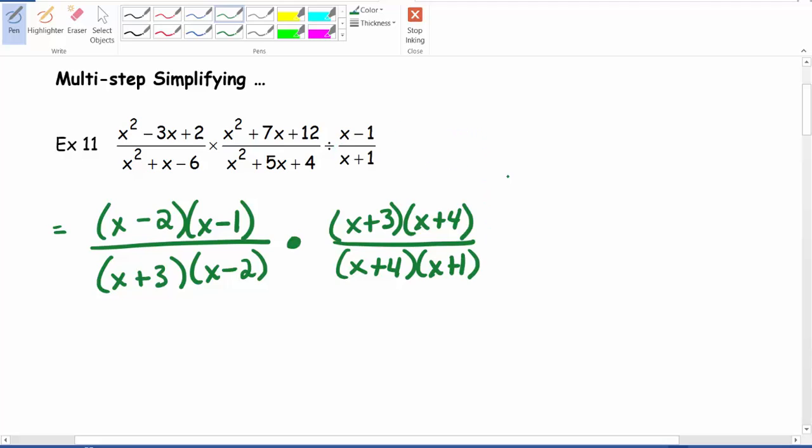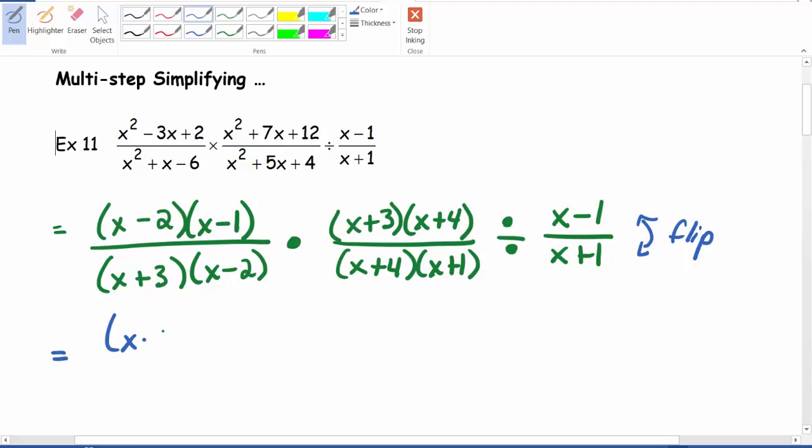And again, just rewriting that division symbol. We have that x minus 1 on top still, divided by the x plus 1. So again, pretty much just factoring things down. And now we'll go ahead and do our flip for this division symbol. We're going to flip this last piece alone, and change that sign to a multiplication. And when we do that, we go ahead and just rewrite all these previous items.